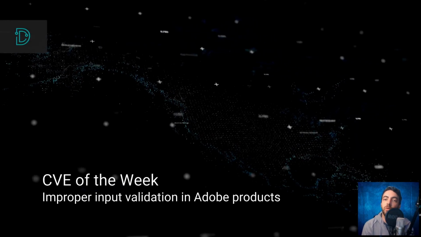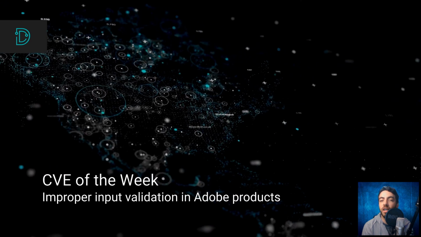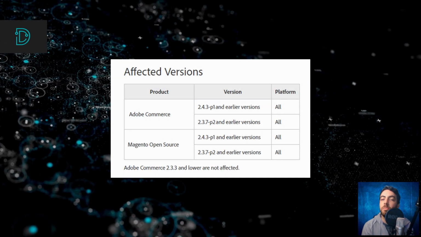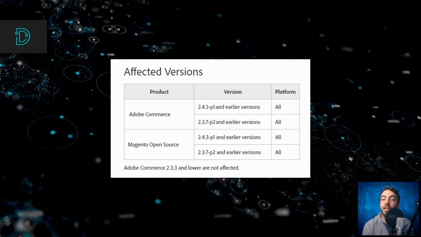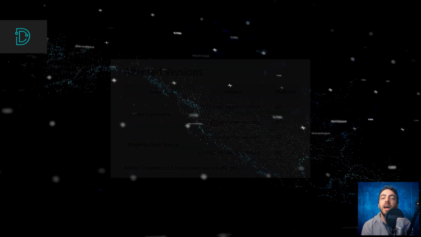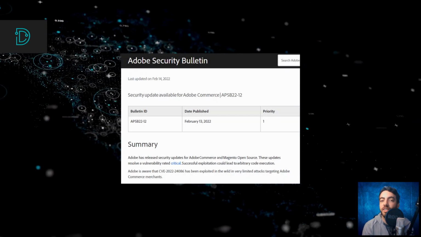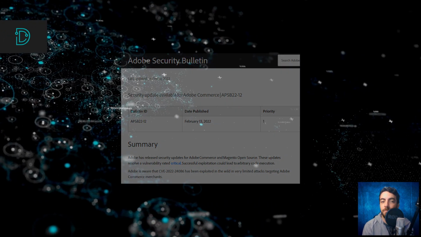Kicking off with our CVE of the week, a critical improper input validation vulnerability in Adobe products that is being exploited in the wild. This vulnerability could be weaponized by hackers to achieve arbitrary code execution in Adobe Commerce and Magento open source products. Adobe announced that it is aware that this vulnerability was exploited in a number of attacks targeting Adobe Commerce merchants and provided a patch to fix it.